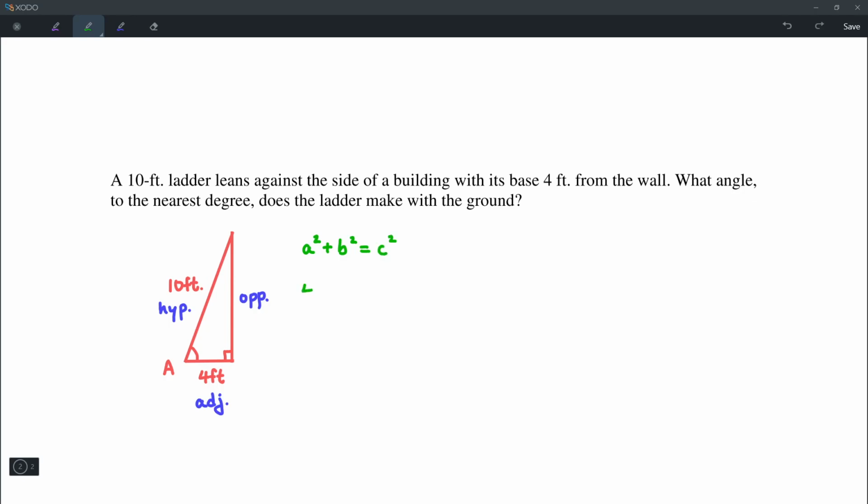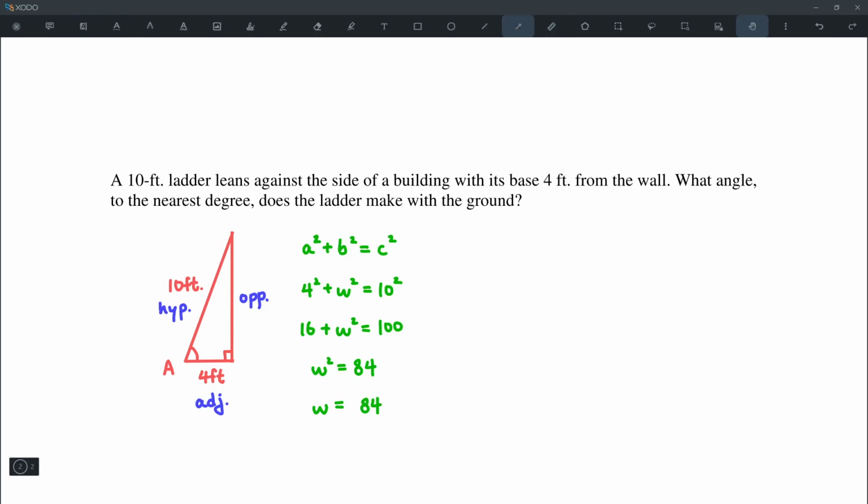So we're going to go ahead and substitute. We have 4 squared plus w squared for the opposite side, the wall, and then 10 squared on the right-hand side. 4 squared is 16. W squared, we can just leave that for now. And then 10 squared is 100. So w squared is equal to 100 minus 16, which is 84, and w is going to be equal to the square root of 84. We could use a calculator to find an approximation of this, or we can just leave it as a square root for now.